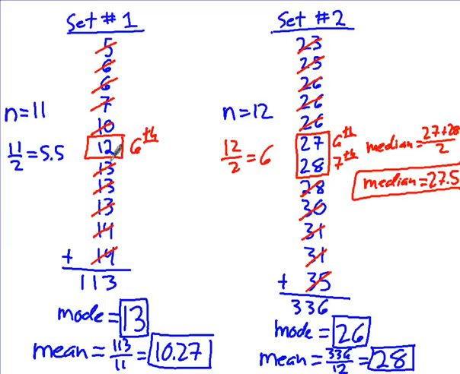But you can see over here in an odd numbered list, the median is actually one of the numbers. 12. It'll be one of the numbers in the list. The mode will be one of the numbers in the list. Again, the mean is not necessarily one of the numbers in the list. 10.27 isn't one of the numbers in the data set. So that's how you calculate mean, median, and mode from an original data list. If you're given a frequency table, that will be a little different.